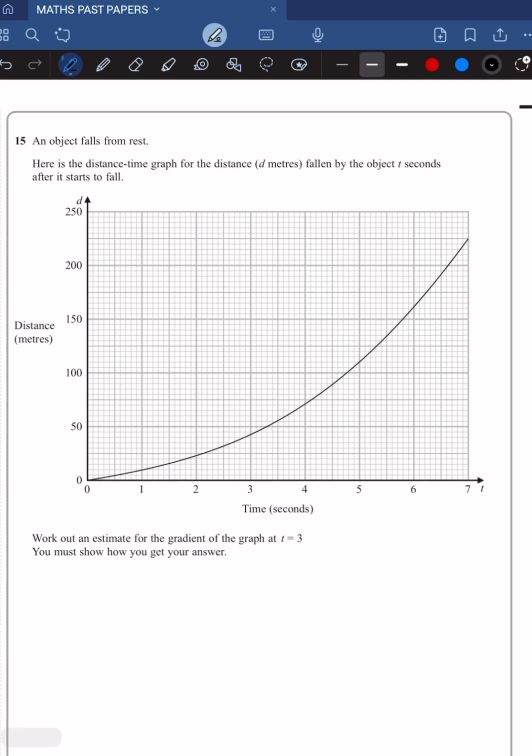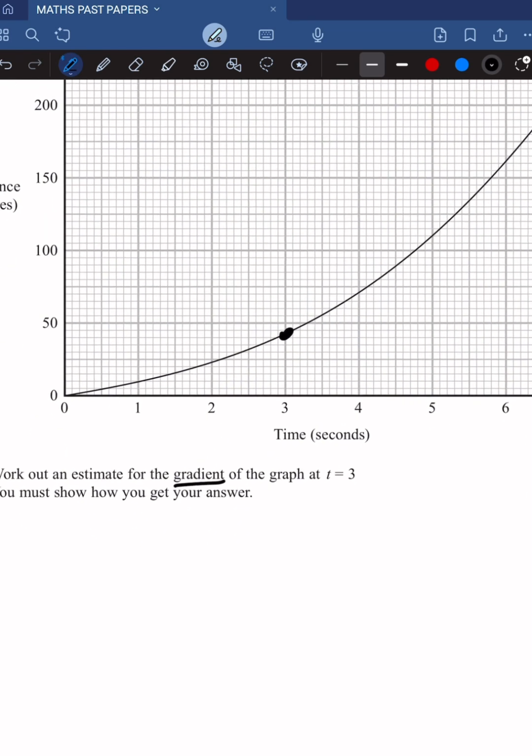An object falls from rest. Here is a distance time graph for the distance d meters fallen by the object t seconds after it starts to fall. Work out an estimate for the gradient of the graph at t equals 3. You must try to get an answer. Well, when we have a curve, to work out the gradient we draw a tangent at that point.